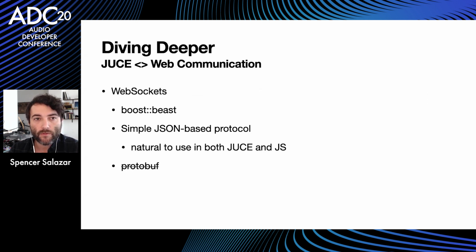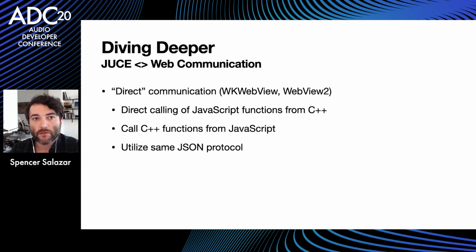Over WebSockets, we were sending a simple JSON-based protocol. So the message itself was defined as a JSON data structure, which is very natural to use, of course, in both Juce and JavaScript. Both environments have great support for JSON. We looked into protocol buffers and similar technology, but that ultimately proved to be a little bit cumbersome for our needs. So WebSockets was great for communicating between the two layers.